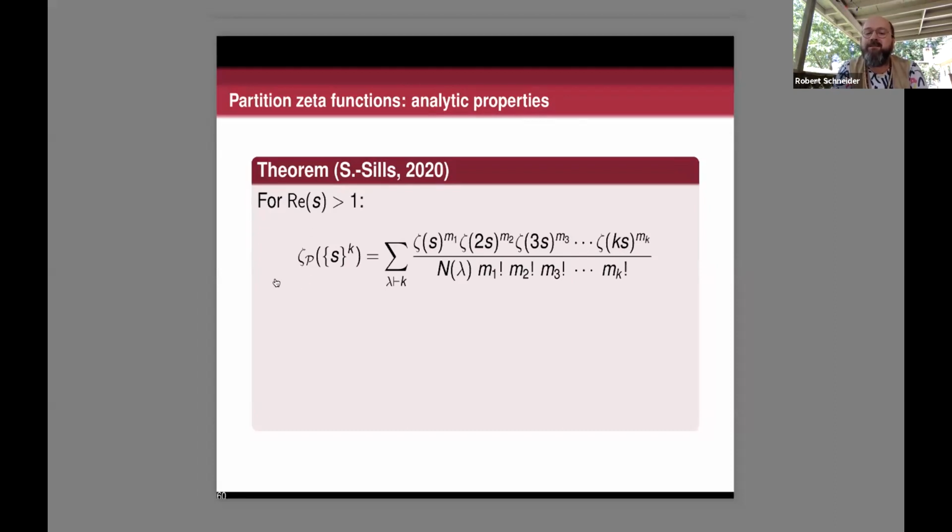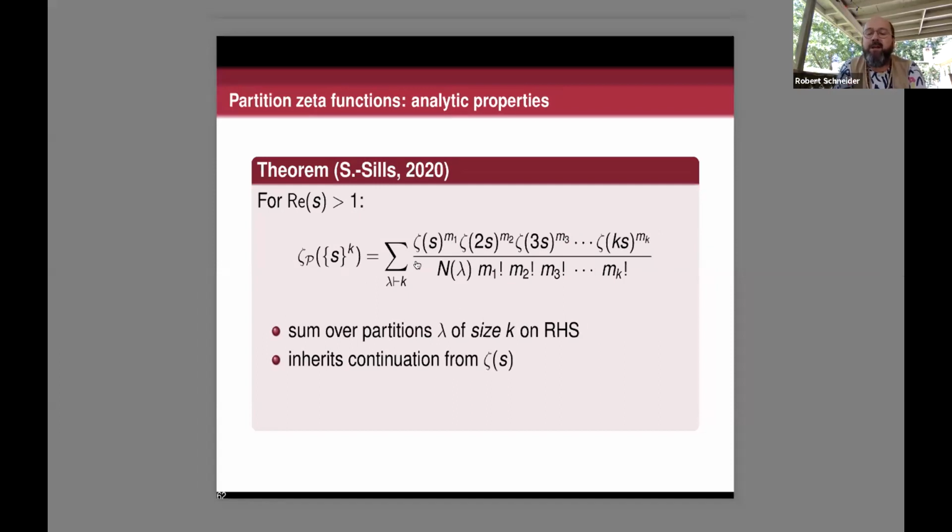But the fact is that for a general complex number with real part greater than one, the partition zeta function, where we're summing over partitions of length k, here we have the length k on this side, can be written as a linear combination of Riemann zeta values weighted with some rational numbers over partitions of k. Notice we have length k here on the left side, and on the right side, we're looking at a linear combination over partitions of size k, which is kind of weird. So that's what this is saying.